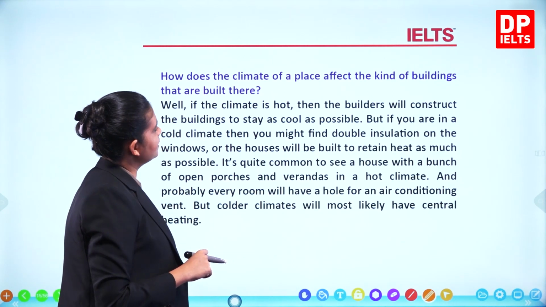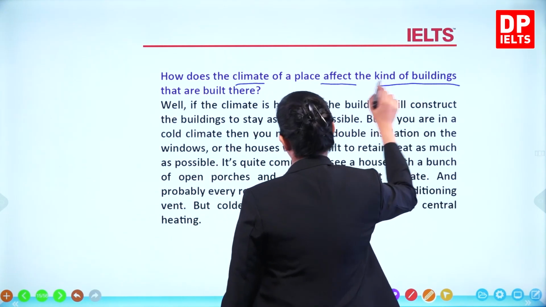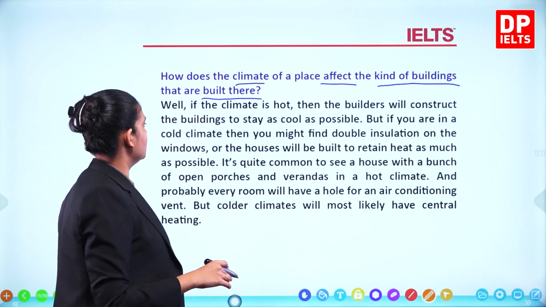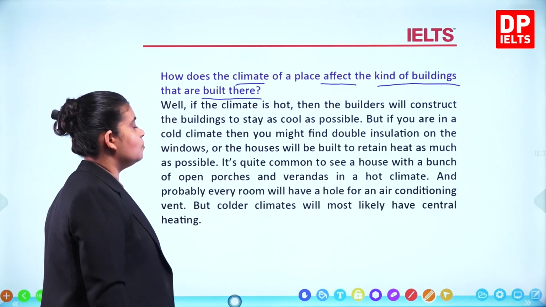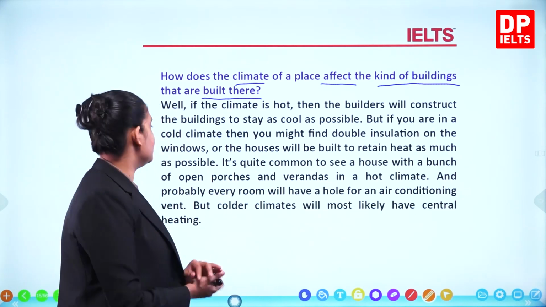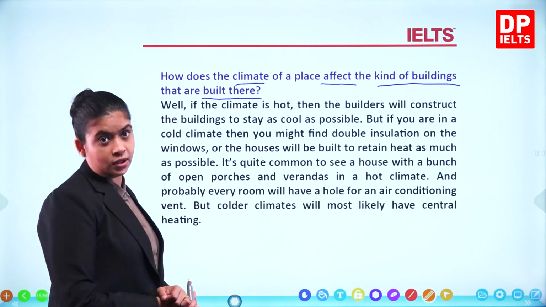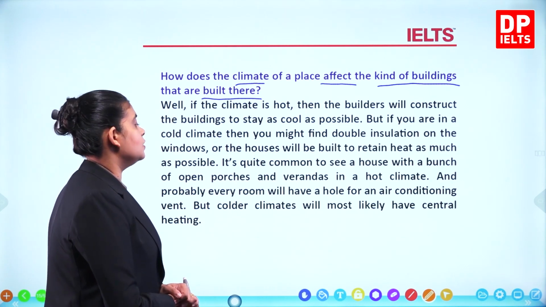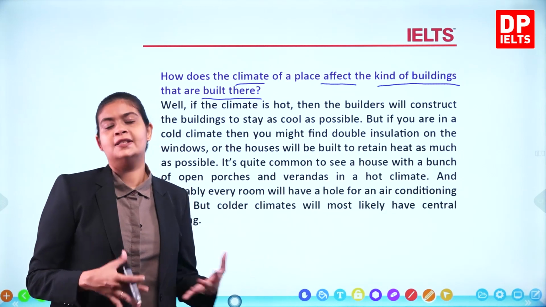How does the climate of a place affect the kind of buildings that are built there, right? Well, if the climate is hot, then the builders will construct the buildings to stay as cool as possible. But if you're in a cold climate, then you might find double insulation on the windows, or the houses will be built to retain heat as much as possible. It's quite common to see a house with a bunch of open porches and verandas in a hot climate, and probably every room will have a hole for an air conditioning vent. But colder climates will most likely have central heating.